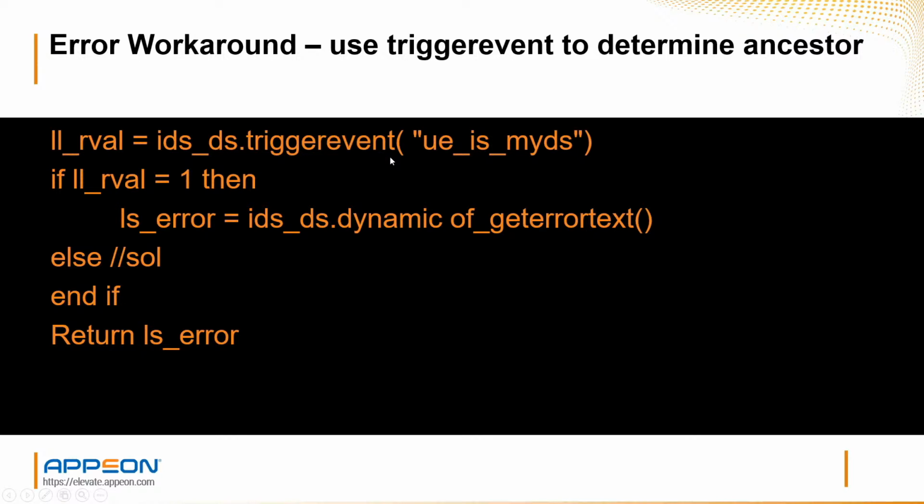So instead of calling it like ids.ds.event with parentheses, you'd simply trigger it this way, with the name as a string variable. It'll go through and check it. If it's able to trigger it because it exists, it'll return 1, even if it doesn't have any code in it. If it doesn't exist, you don't do anything. But if it does, you know that the error event or error function does exist. Then you can use the dynamic keyword to go and grab that error information.